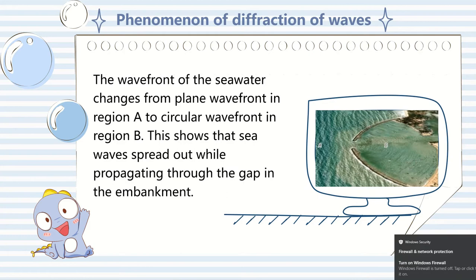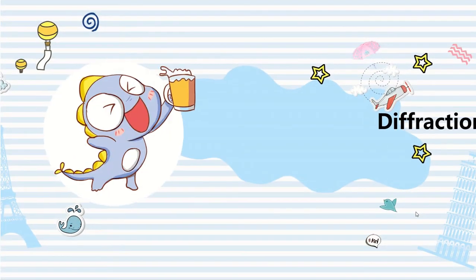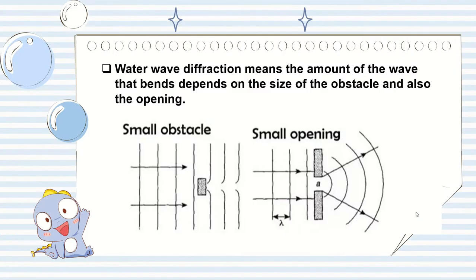Next, I'm going to talk about the diffraction of wave in water. Water wave diffraction means the amount of the wave that bends depends on the size of the obstacle and also the opening. As you can see in the diagram on the left, there is a small obstacle, something that is blocking. Starting, you will see that there is a plane wave.